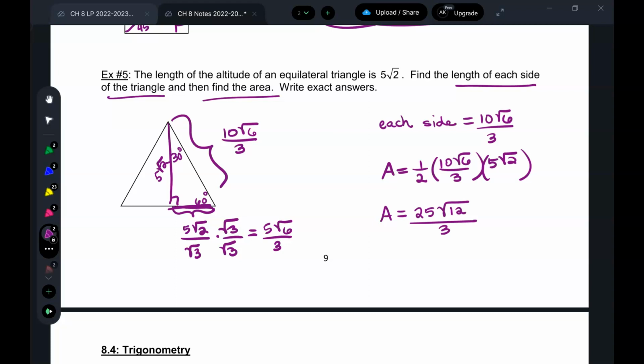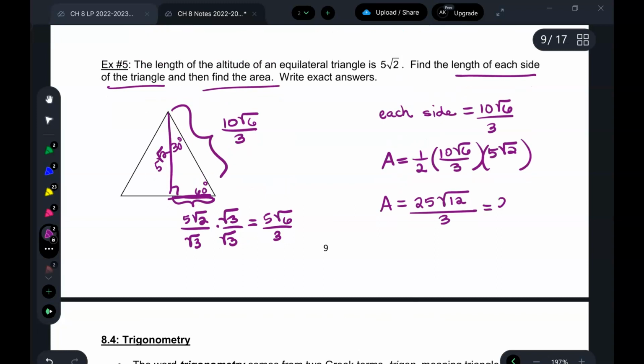Yes. So I'm going to rewrite this as 2 root 3. So we get 50 root 3 over 3 for the area.